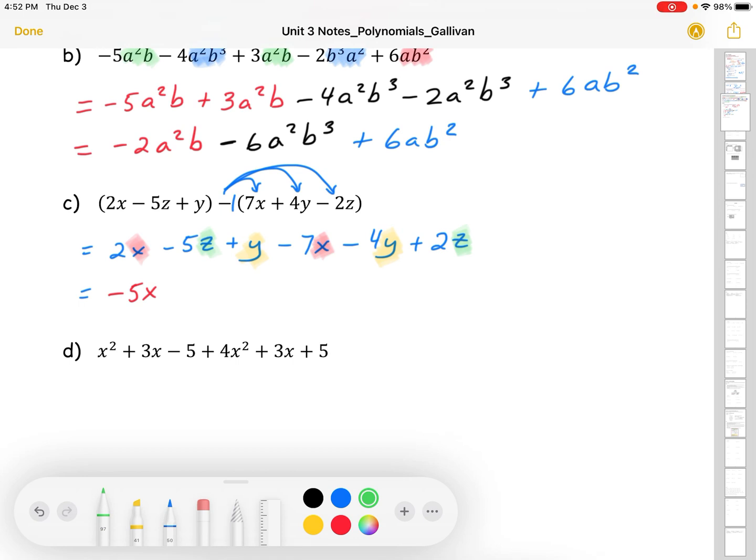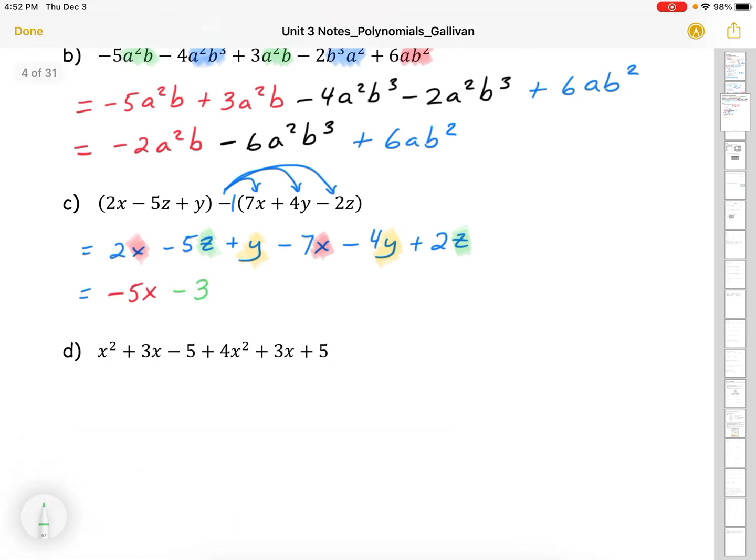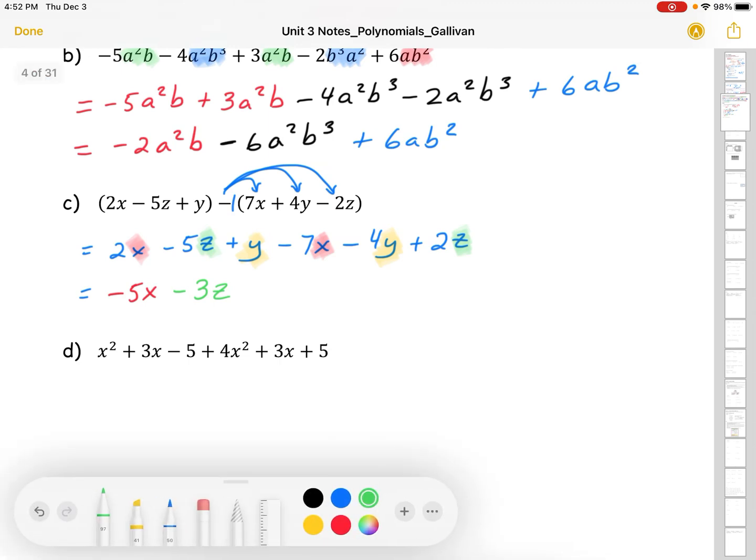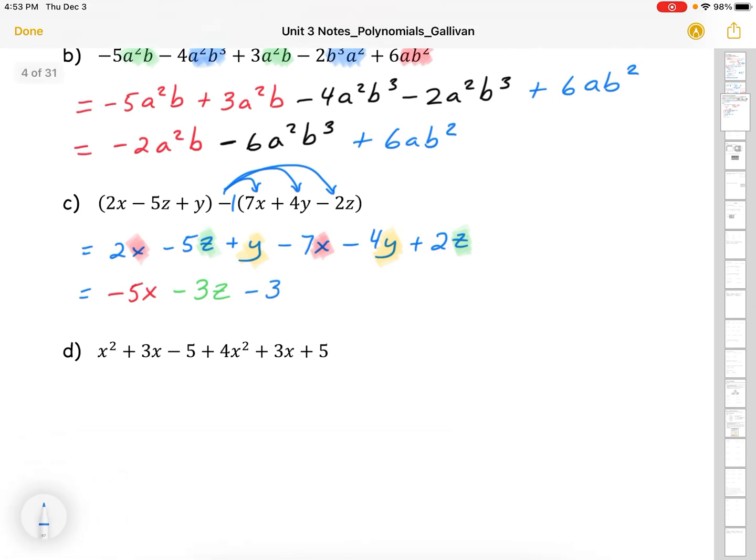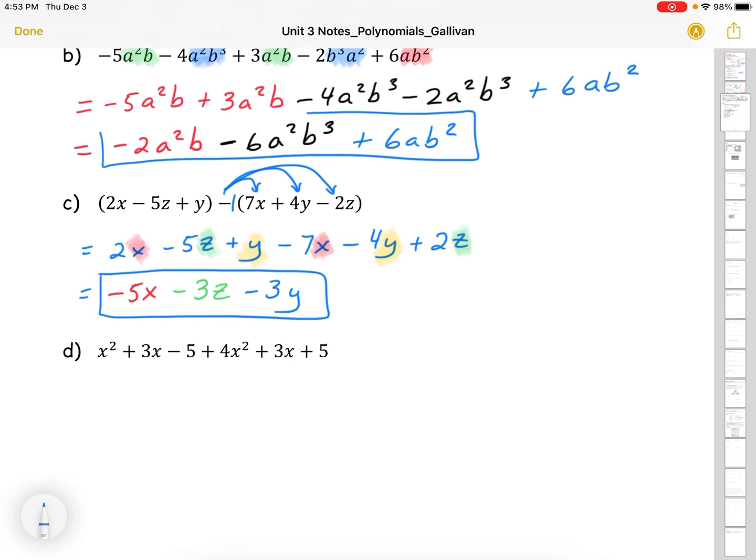So I have negative 5z and plus 2z, so negative 3z, right? And now I have my y's, and I'm going to leave them in blue because yellow is hard to see. I have 1 there and negative 3 there, so negative 4 there, so negative 3y. Once we get that they're all different variables, I can't simplify it any further. I can't mash them together. That would be my final answer. So that would be the completed answer, just like this would be the completed answer here.